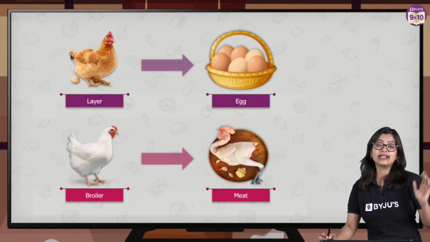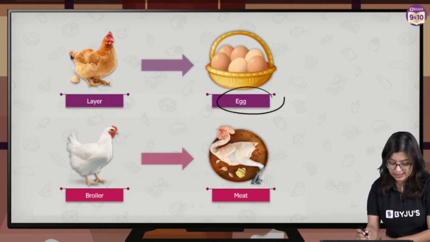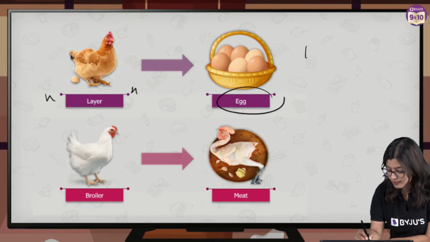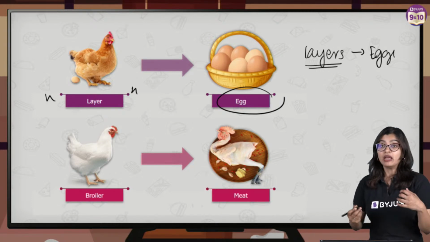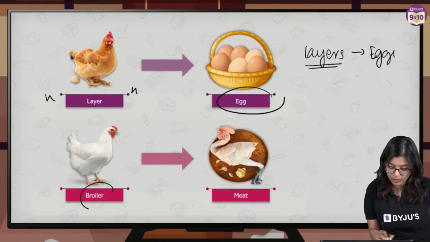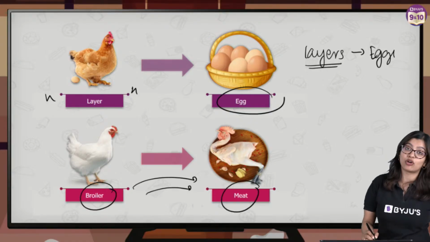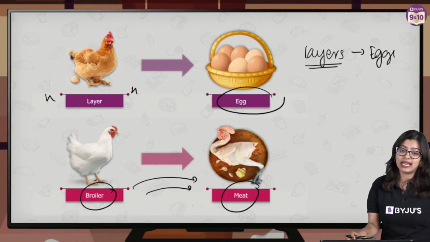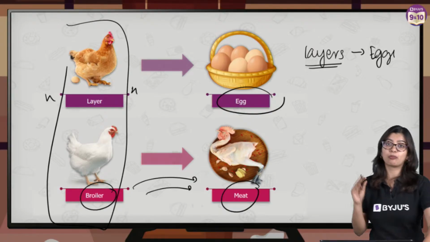Now we see that birds from which we get eggs, we call such birds as layers. What are layers? Layers are birds from which we obtain eggs, or they are reared only because of the eggs. While on the other hand, broilers are those birds which are reared for their meat. Now you see that you have two categories, right? We have two categories of poultry.